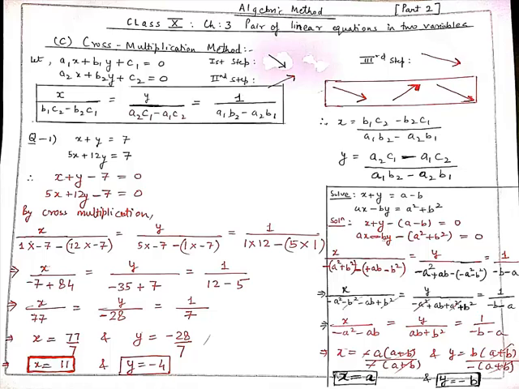Now we'll do one question: solve the following linear equations in two variables by the cross multiplication method. Our linear equations are x plus y equal to 7 and 5x plus 12y equal to 7. The first step is always to write the given linear equations in the form a1x plus b1y plus c1 equal to 0. So shift 7 from RHS to LHS. Therefore our linear equations are x plus y minus 7 equal to 0 and 5x plus 12y minus 7 equal to 0. Now we will apply the cross multiplication method.